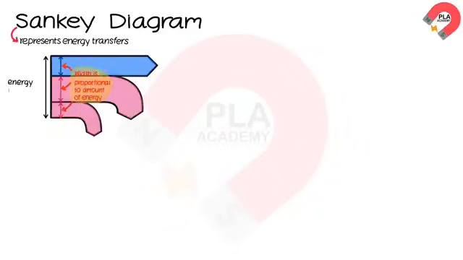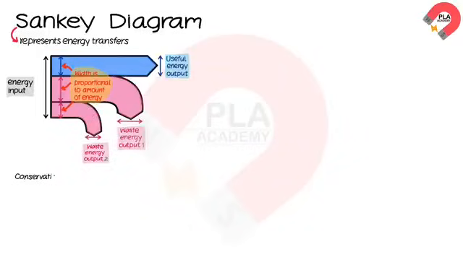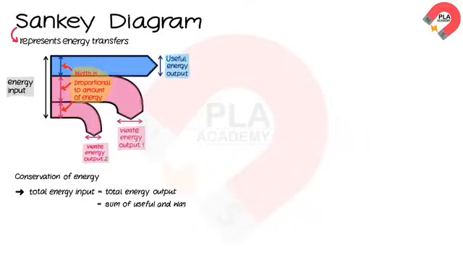The left-hand side of the arrow represents the energy transferred into the system. The straight arrow pointing to the right represents the useful energy output. The arrow that bends away represents the wasted energy. This is a result of the conservation of energy, where the total energy input is equal to the total energy output, which is the sum of the useful energy output and wasted energy output. Therefore, the length of L1 equals L2 plus L3 plus L4.